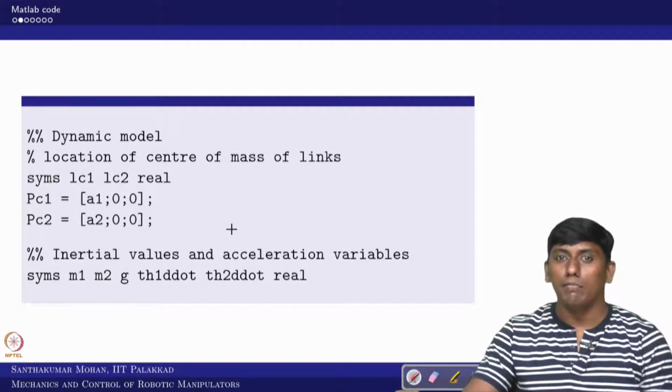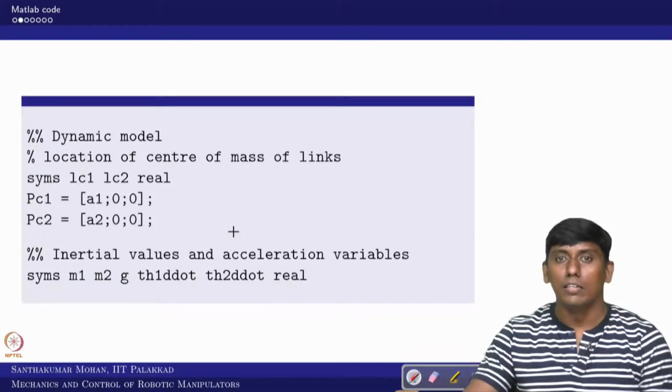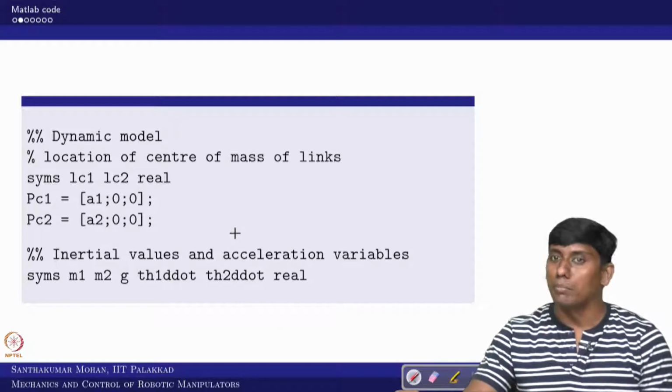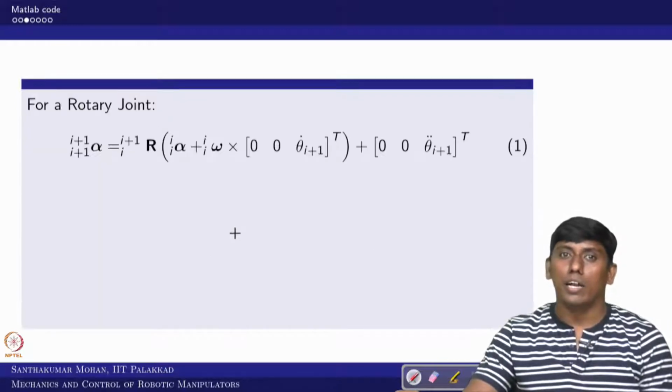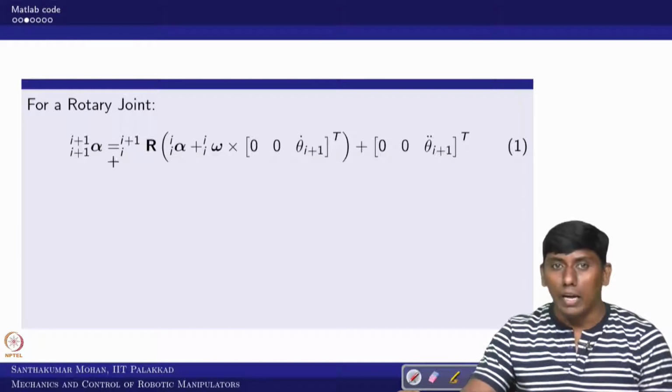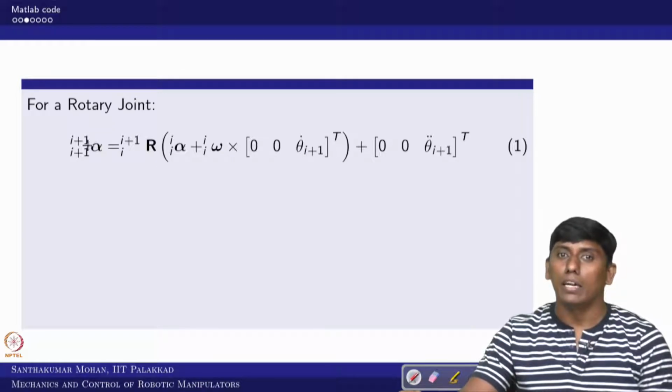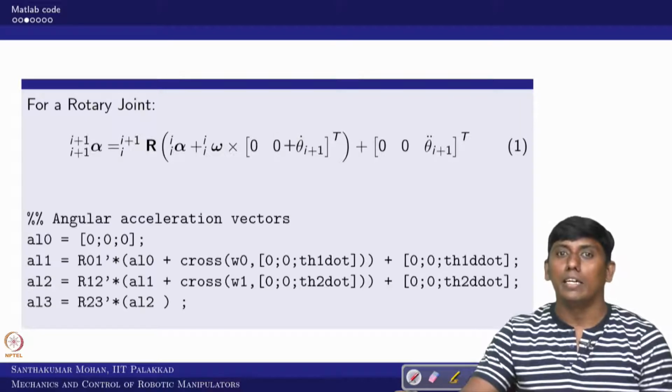Once these are all defined, you need to take the angular acceleration, then the linear acceleration, then get the inertial forces and moments. That is what we are trying to do. Now the angular acceleration can be written in this form because this has only rotary joints, given by this relation. We are writing the same thing in MATLAB, in the same form.